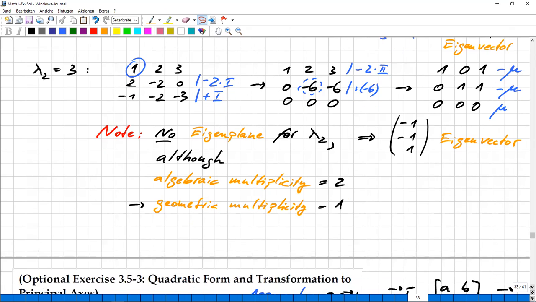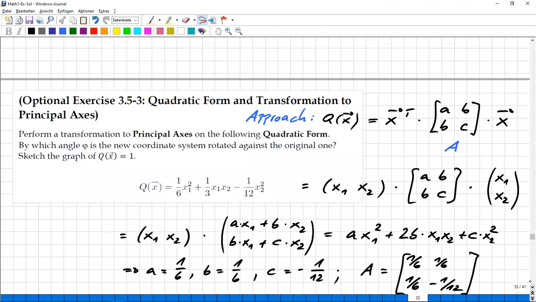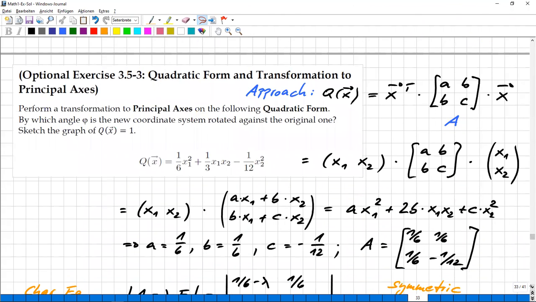And as I said before, the optional exercise we will just ignore because it's too far ahead. It's a very interesting topic about quadratic forms and principal axis transformation, especially in data processing and so on. It's very useful, but it was not really part of what you learned in the lecture. So let's just leave it away.